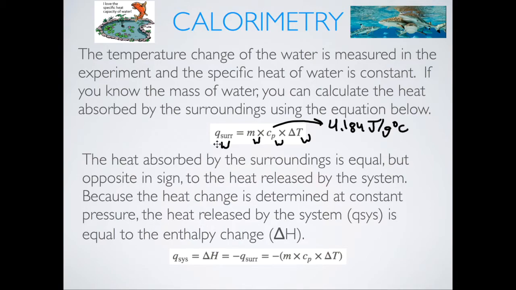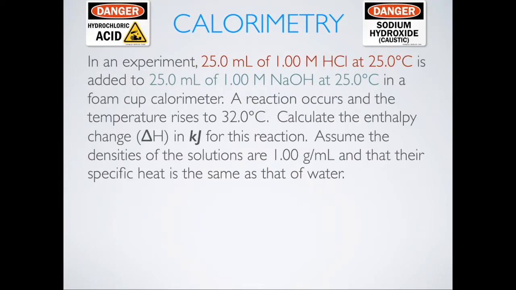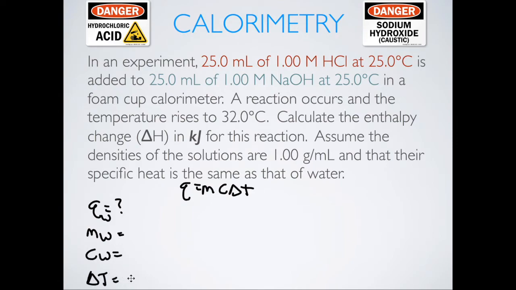Now, if I can find my Q of the water, based on the conservation of mass, all I have to do is flip the sign to make it Q of the system, or delta H. So let's take a look at this in action. I know that I'm going to be using the equation Q equals mc delta T here, so I have to figure out what I have. I'm trying to find Q, so that's going to be my unknown. I'm going to start with Q of water. And I need the mass of water, the specific heat of water, and the temperature change of the water.